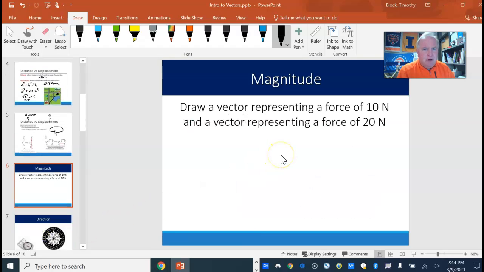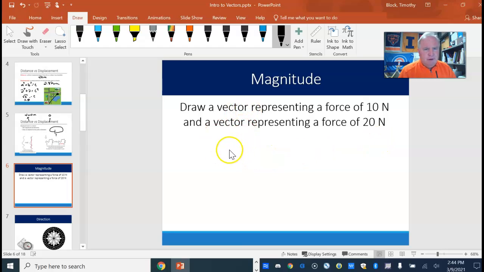All right, draw a vector representing the force. So remember, that was the first thing. What's the difference between distance and displacement? The second thing we learned was, how do we draw vectors? We went through a big discussion about direction, but magnitude is easy.